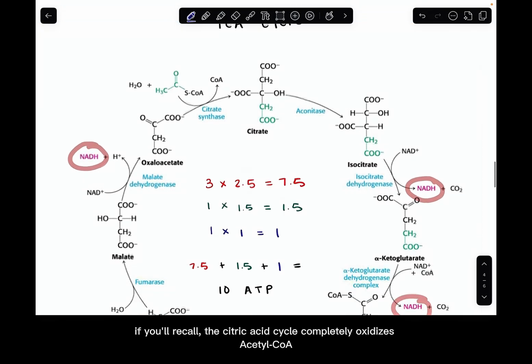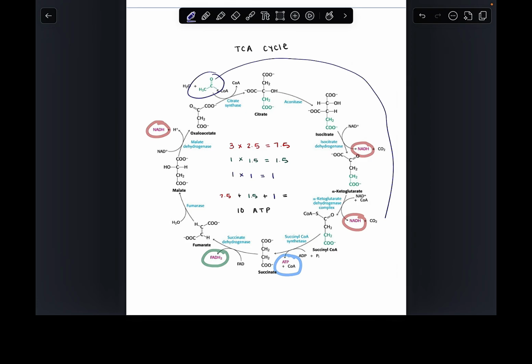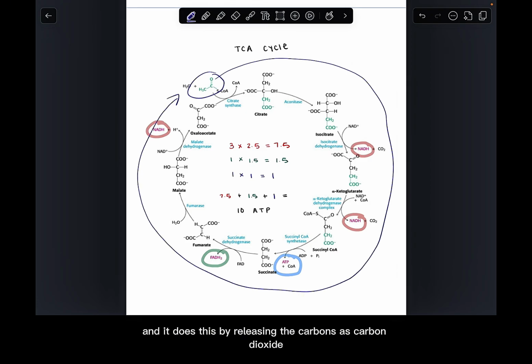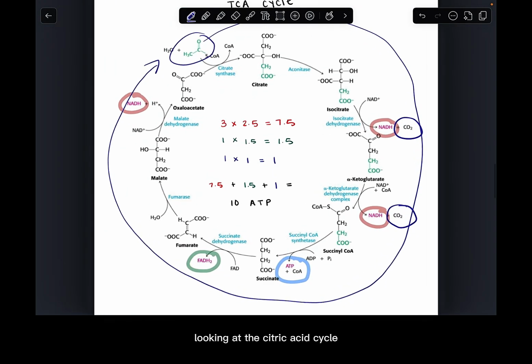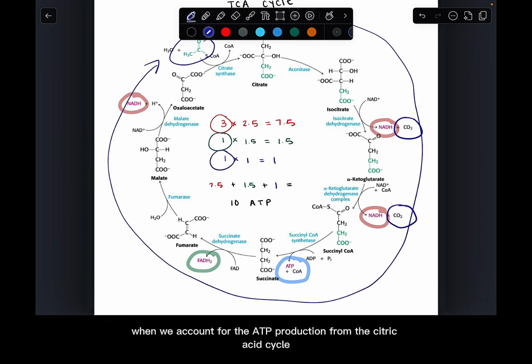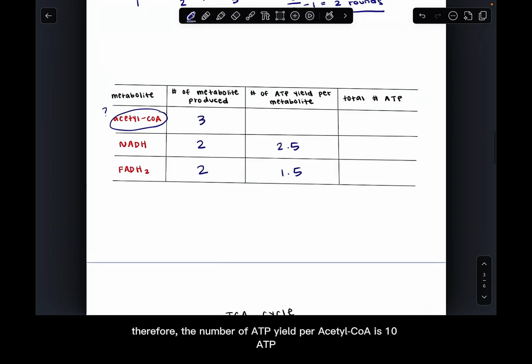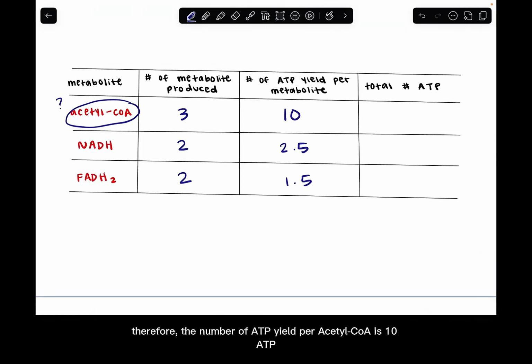If you'll recall, the citric acid cycle completely oxidizes acetyl-CoA. And it does this by releasing the carbons as carbon dioxide. Looking at the citric acid cycle, we see that we produce 3 NADH, 1 FADH2, and 1 ATP. When we account for the ATP production from the citric acid cycle, we get a total of 10 ATP produced. Therefore, the number of ATP yield per acetyl-CoA is 10 ATP.